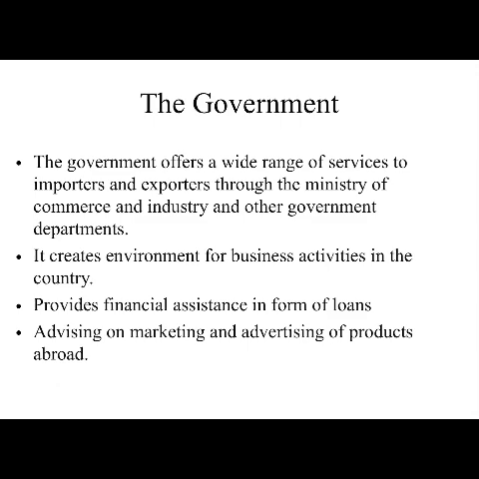It provides financial assistance in the form of loans. You find the government will at some point give out loans to people that intend to start businesses, those that don't have money for capital. So they provide a means of support, let's say in the form of loans and so on and so forth. They also advise on the marketing and advertising of products abroad.